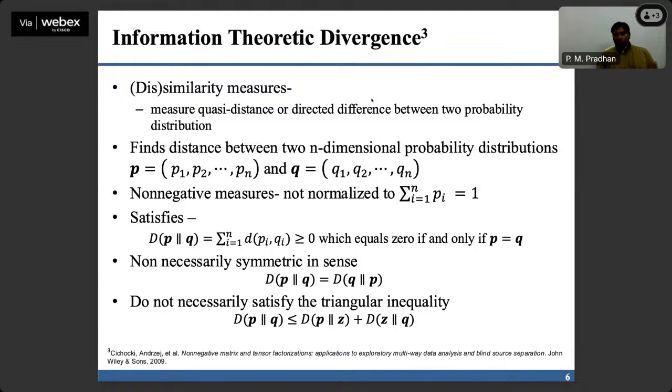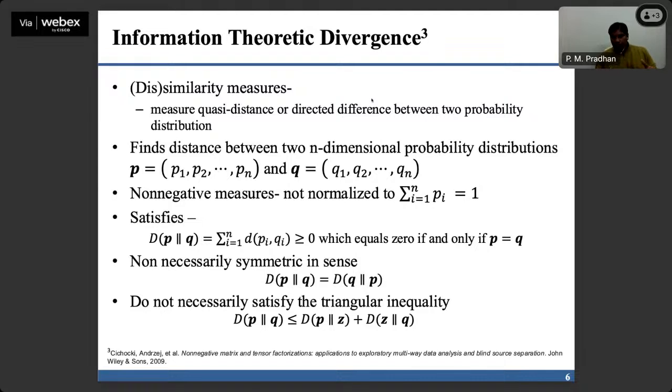Now, this information theoretic divergence, instead of looking at the samples of the signal as individual values, looks at the complete signal in terms of the probability distribution. So, say for example, my input follows a Gaussian distribution, and my desired also follows a Gaussian distribution. What information theoretic divergence does is find the distance between these two distribution functions. Okay, not individual samples, but the two distribution functions.